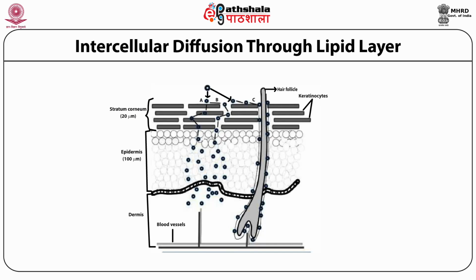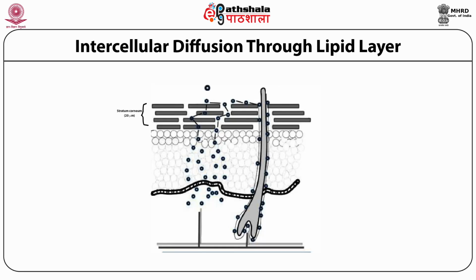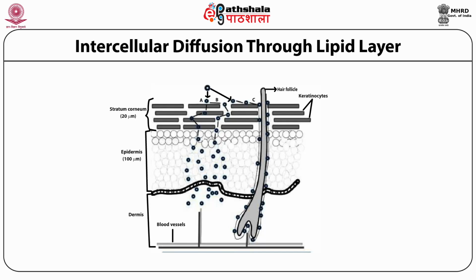The skin physiology primarily suggests three possible pathways by which the drug is passively diffused across the skin and deep into the blood circulation. The diagram in front of you proposes these three mechanisms. The first one, as obvious in the diagram, is the intercellular diffusion through the lipid layer, followed by the transcellular diffusion through the lipid bilayer and keratinocytes. And the third mechanism proposed is diffusion through the hair follicles and the sweat ducts.